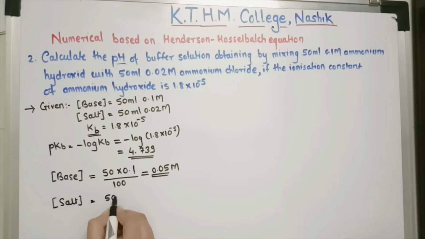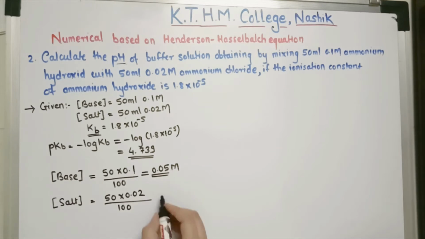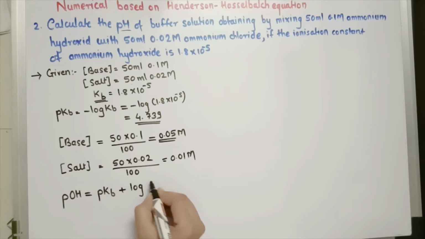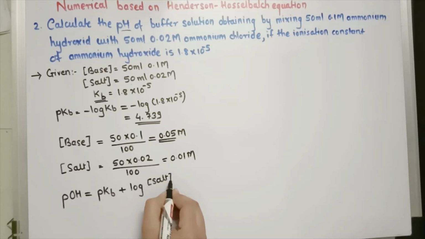Okay, similarly for the salt, 50 ml salt of 0.02 molar concentration in the 100 ml basic buffer solution is equal to 0.01 molar. Okay, we know that pOH is equal to pKb plus log of concentration of salt upon concentration of base.